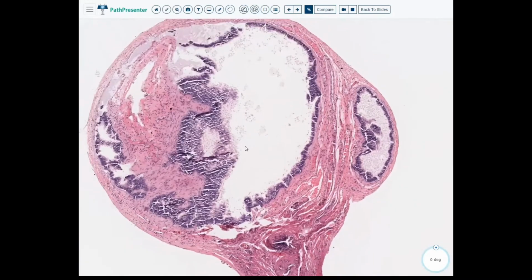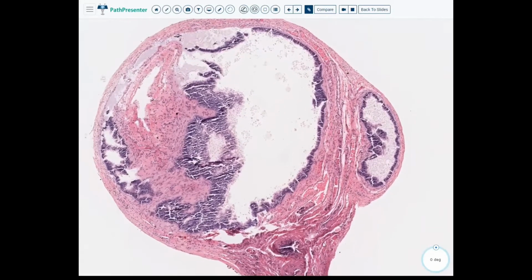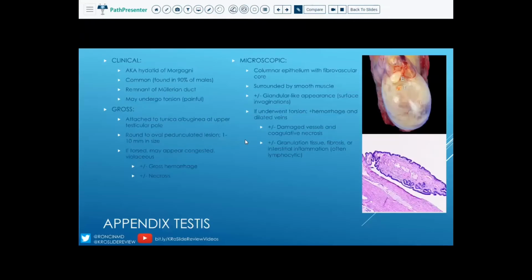But okay, so we're looking at benign testis. We have this pedunculated appearing lesion that has lots of vessels, smooth muscle proliferation. So this is actually an appendix testis, which is also known as the hydatid of Morgagni.